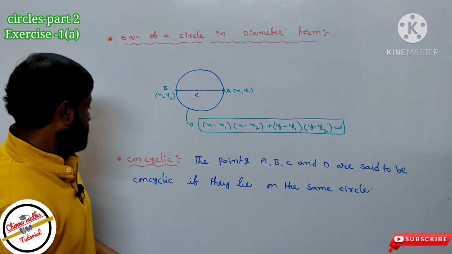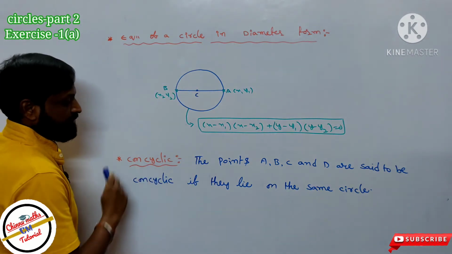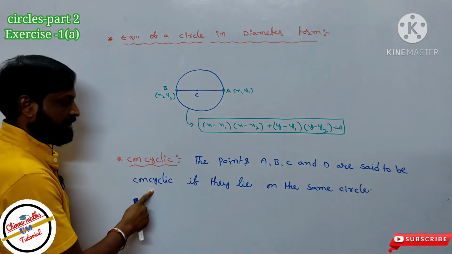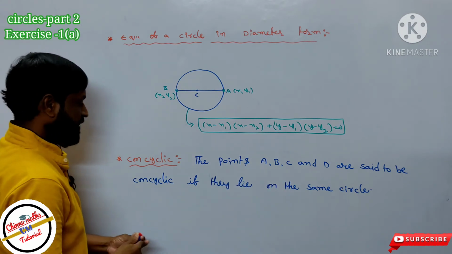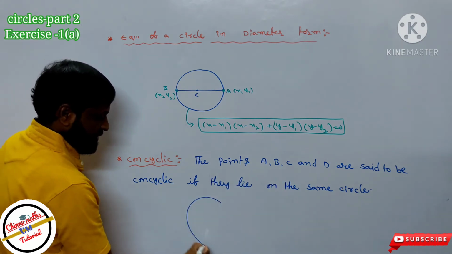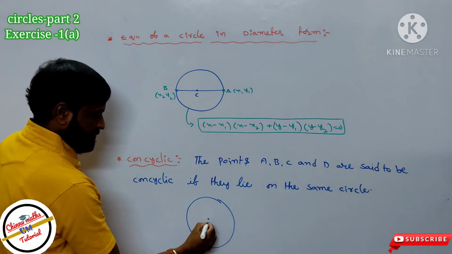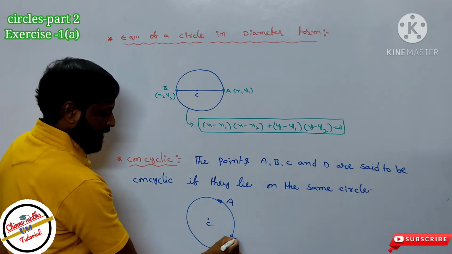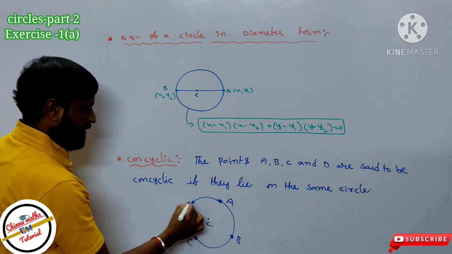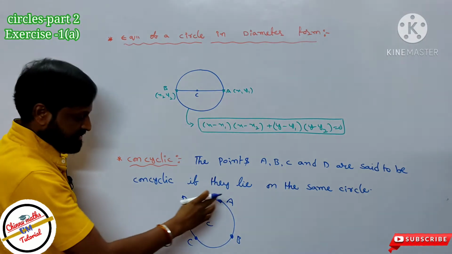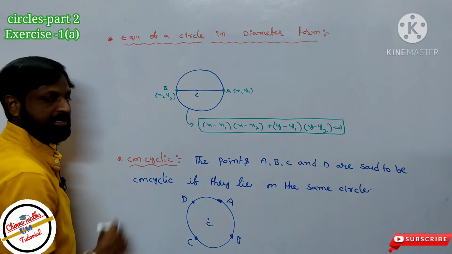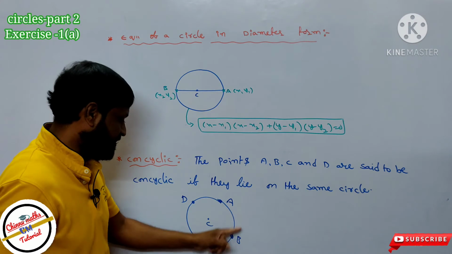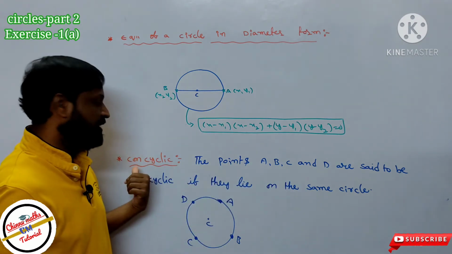Next definition, concyclic. What is the definition of concyclic? The points A, B, C and D are said to be concyclic if they lie on the same circle. C is the center of the circle. Given the points A, B, C and D, if all the points lie on the same circle, then the points are called concyclic.